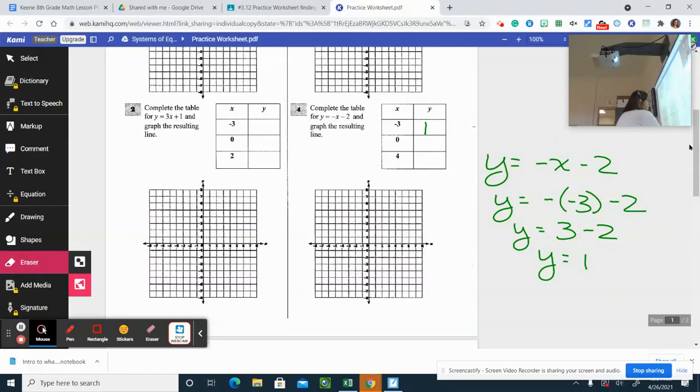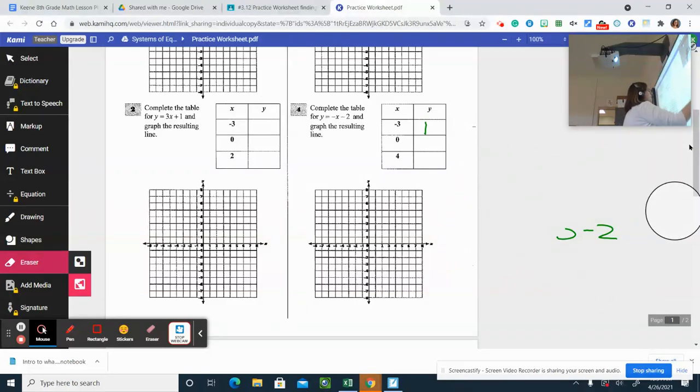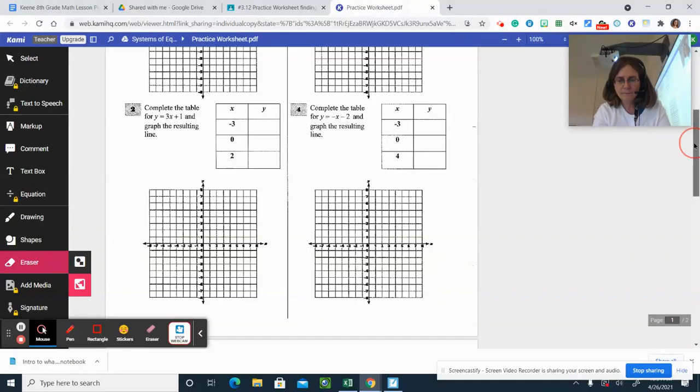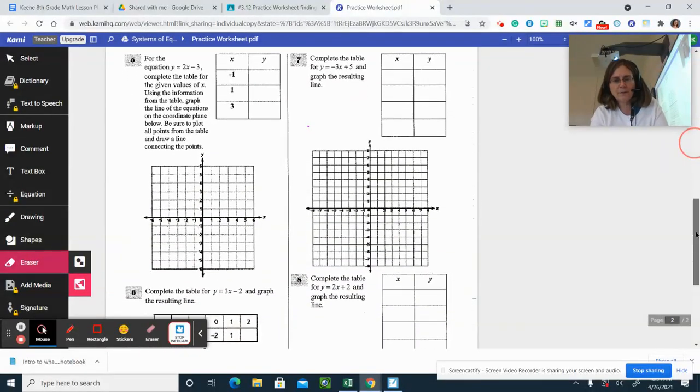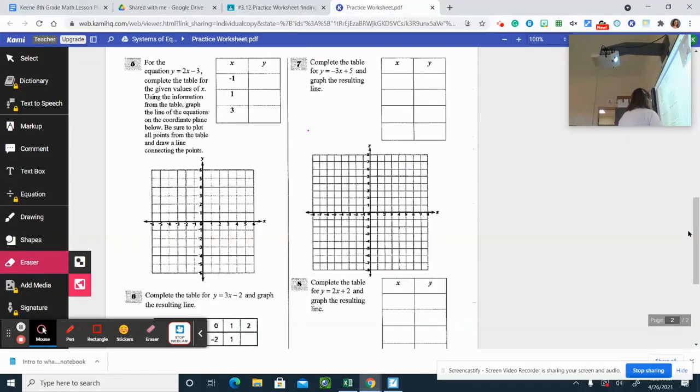All right, and I'm going to go over number 7 and 8 with you. A little bit different. 7 and 8 are a little bit different. They have the equation. I'm going to look at number 7. y equals -3x plus 5. And you want to substitute in values for x and find y. But if you look at the table, there are no values of x. So what you're going to do is create your own value of x and solve to find the y.